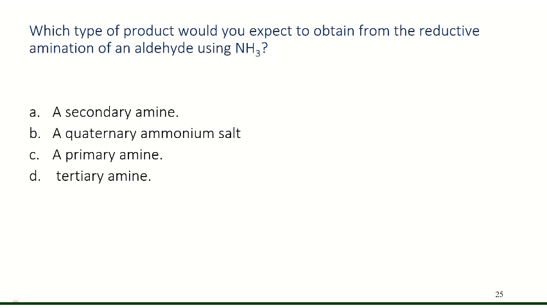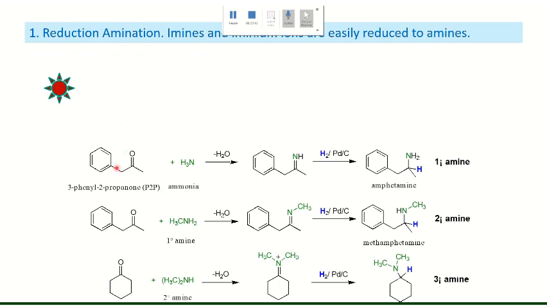It says here, what would you expect if you combine ammonia with an aldehyde and then follow up with a reduction? Have a think about that, and then we'll look at it in class. So pause, work on that, and we'll talk about it in class. You can see a wealth of reactions here with ammonia and other amines.